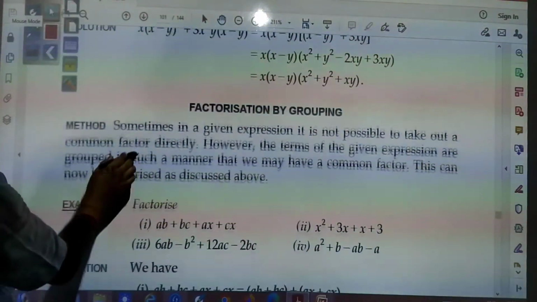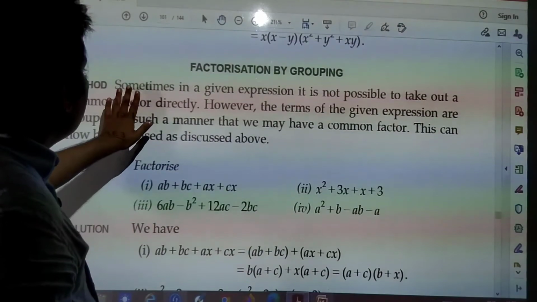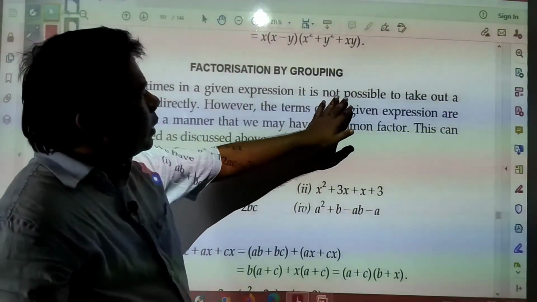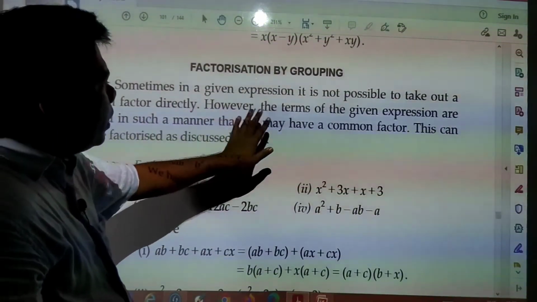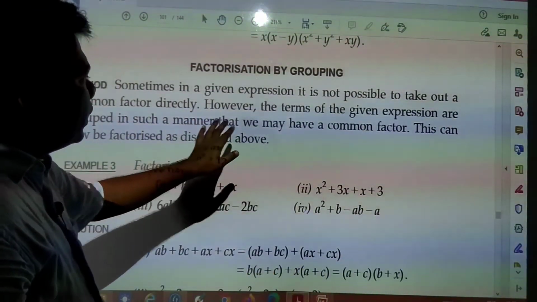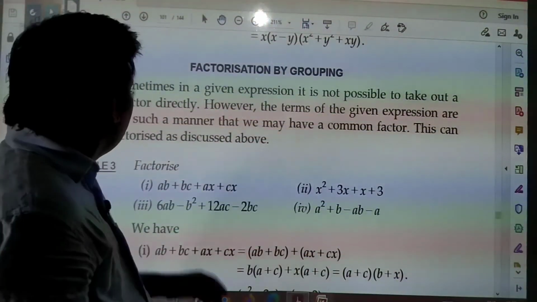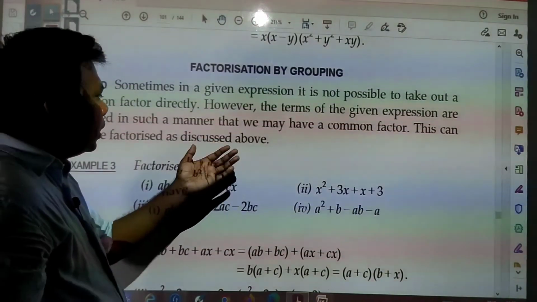Next you have factorization by grouping. Sometimes in a given expression it is not possible to take out a common factor directly. However, the terms of the given expression are grouped in such a manner that we may have a common factor. This can now be factorized as discussed above.